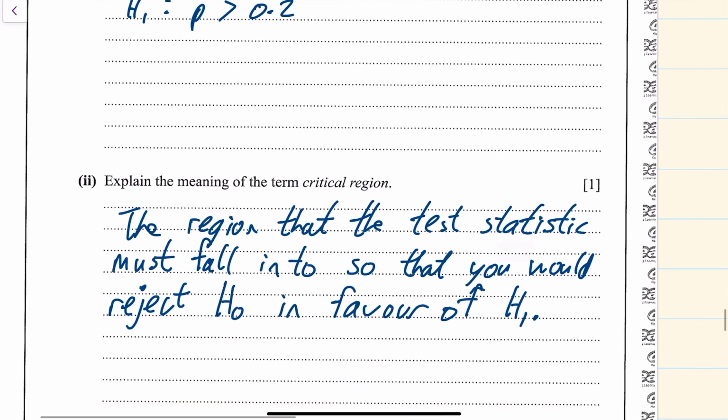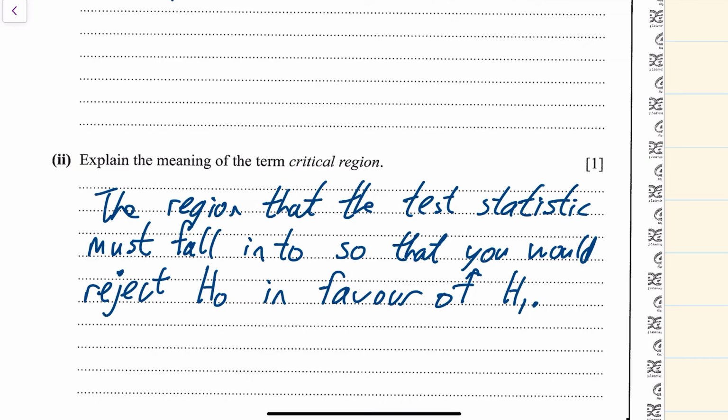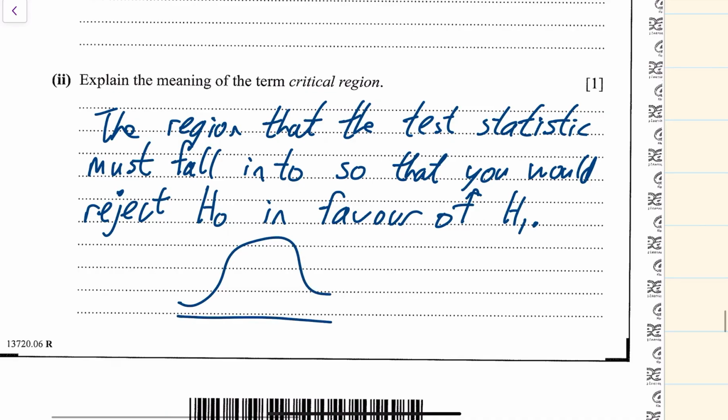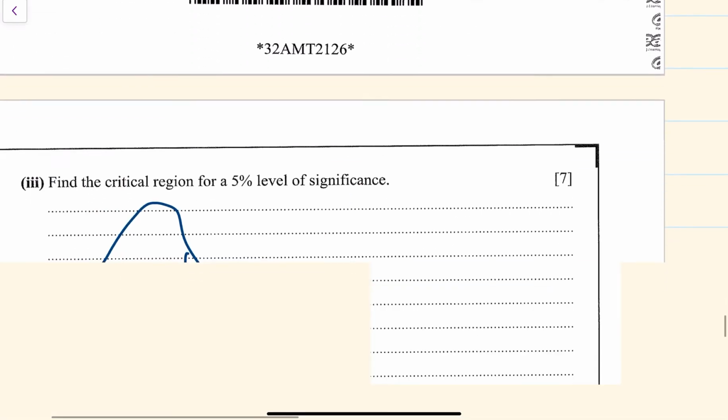It says, explain the meaning of the term critical region. So the critical region is a region that the test statistic must fall into so that you would reject H0 in favour of H1. So say your critical region was 5%, the top 5%, so that was 0.05. If my value fell into here, then I would reject. If it fell here, then I wouldn't reject my H0. So if it goes into the right-hand side, the one in yellow here, you would reject. If it goes in here, you wouldn't reject. That's basically it.